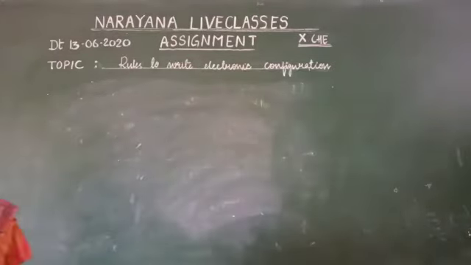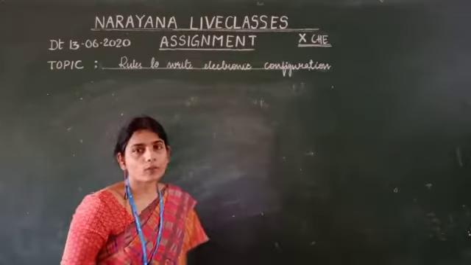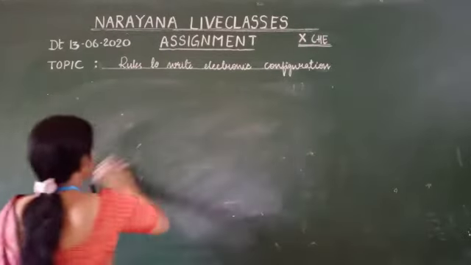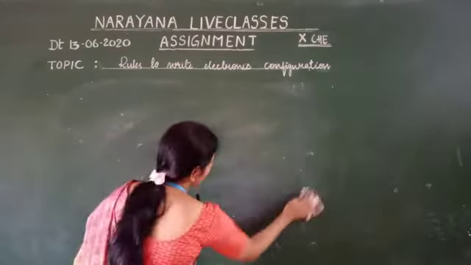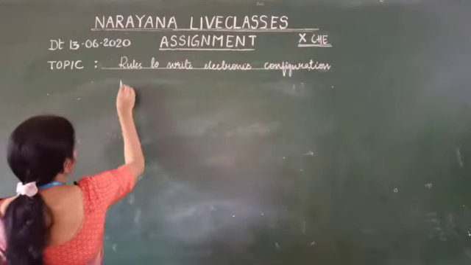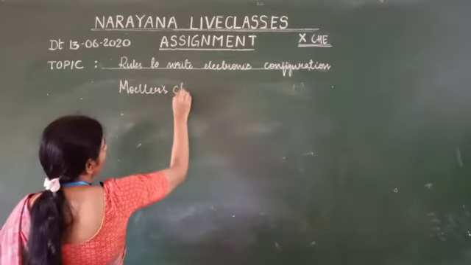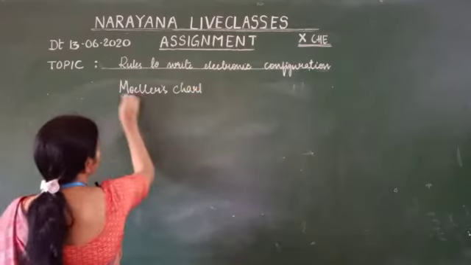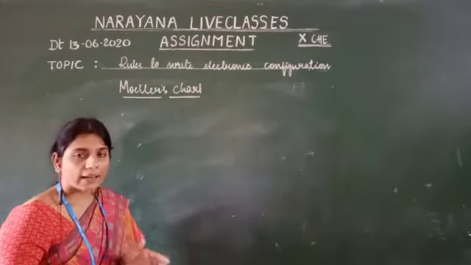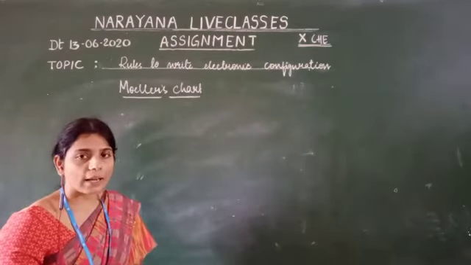Next question. Draw the diagram which shows the order of filling of various orbitals. We have to draw a diagram to show the order of filling of the orbitals. For this diagram, we will be taking Moeller's chart. In this chart, the arrangement of the orbitals is done in such a way that we can simply identify the lowest orbital to the highest orbital.